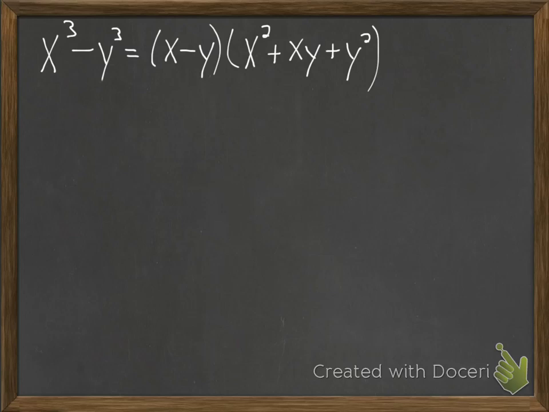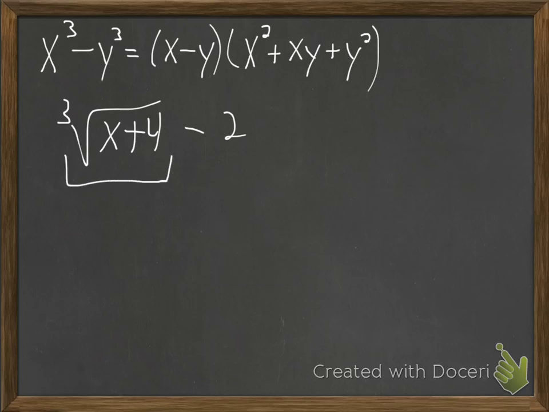And so in this problem, we had the cube root of x plus 4 minus 2. In my formula, that cube root is taking the place of the x, the 2 is taking the place of the y. So now, just by using that fact that I need to multiply by x squared plus xy plus y squared gives me the thing that I need to multiply by to make that a difference of cubes.